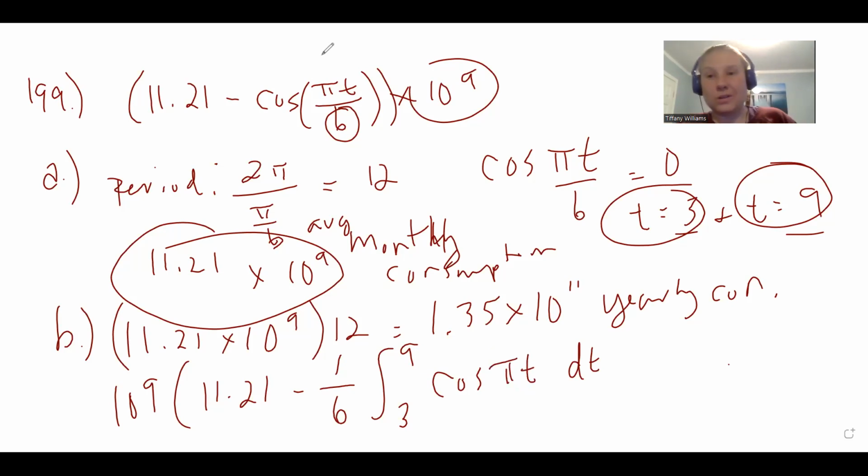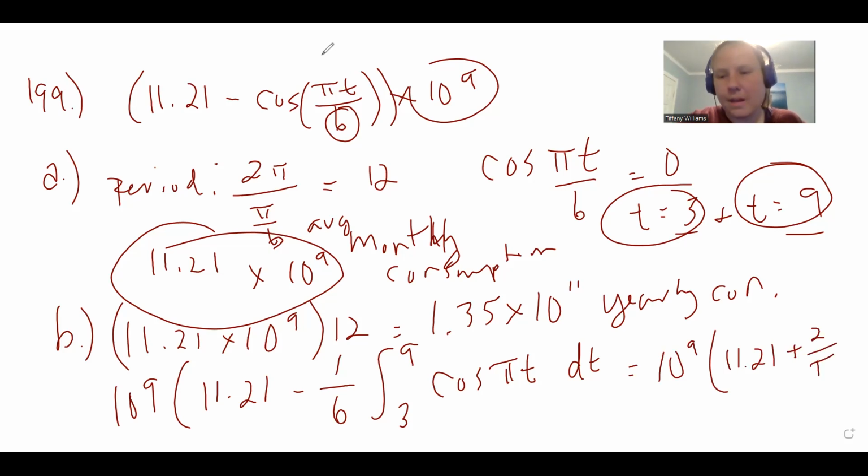And the integral, of course, is going to be sine. So you're going to do sine pi t, and then plug your 3 and your 9 in. If you do that, I'm so out of room. If I plug stuff in, and I think I've already done some subtraction here, I'm going to end up with 10 to the 9th times 11.21 plus 2 over pi. And that ends up giving you an answer of 11.84 times 10 to the 9th.